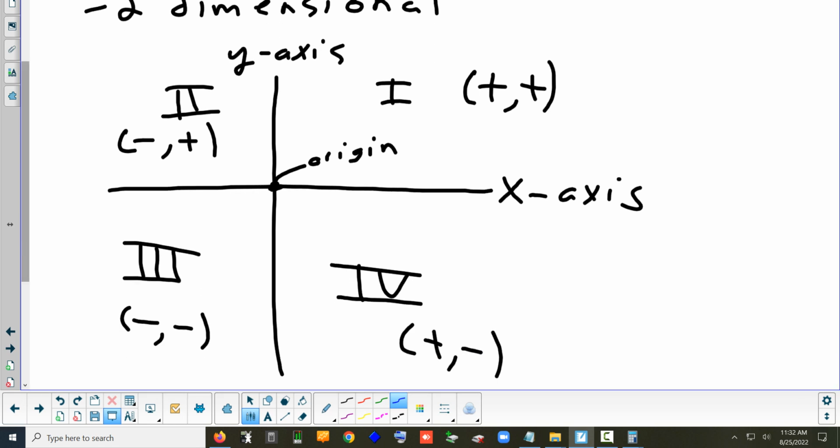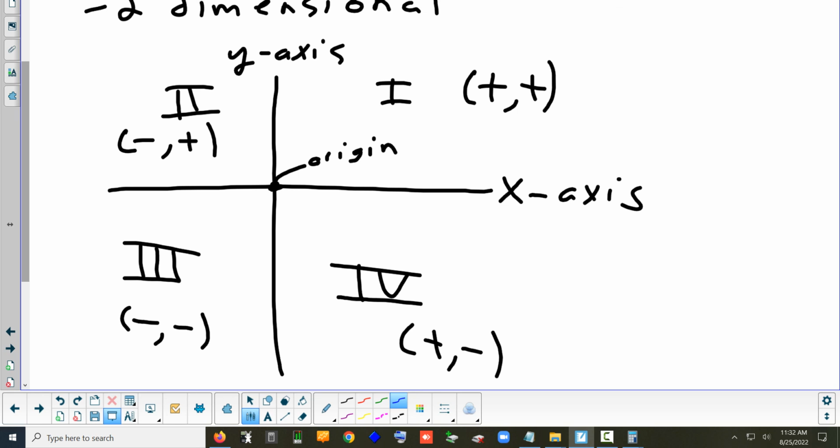So we have x-axis is horizontal, y-axis is vertical. Where they cross is the origin. The quadrants are numbered 1 through 4, starting with 1 in the upper right and going counterclockwise. 2, 3, 4. The parentheses next to each quadrant number is the type of coordinate you would see in that location. In quadrant 1, all coordinates are positive, comma, positive. Okay, quadrant 2, negative, comma, positive.